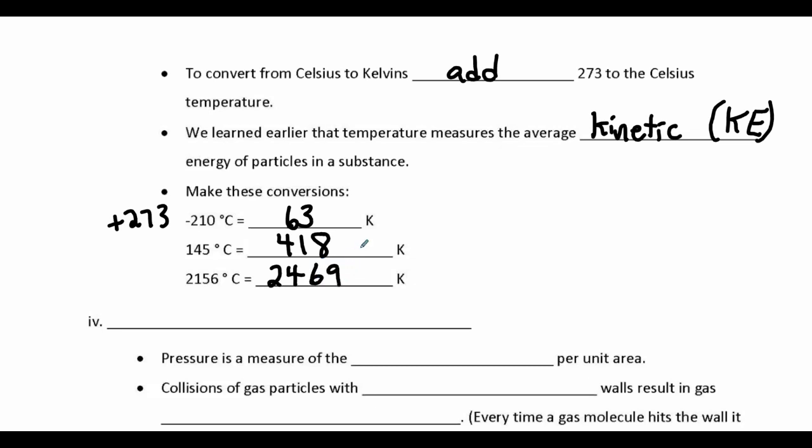2429. Okay, so of course, if you want to go the other direction from Kelvin to Celsius, you would subtract 273. The thing you should note is that you will never have a negative value for Kelvin temperature. The lowest possible value you can get for Kelvin is 0, okay, absolute 0. So if you end up with a negative value, you've done the wrong operation.